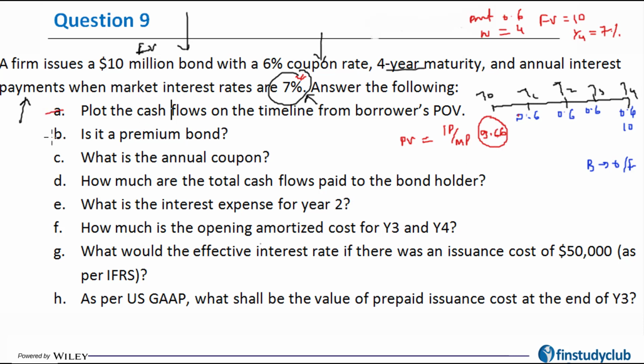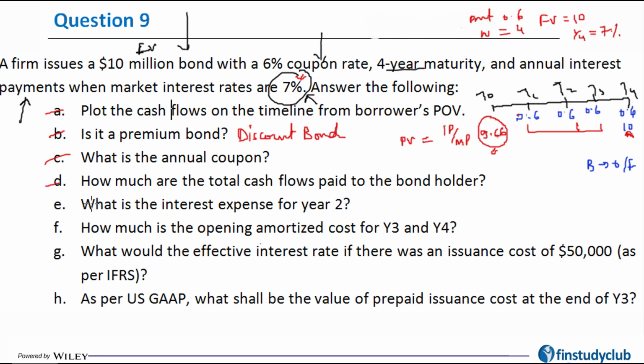The second point is: is it a premium bond? Well, the market rate is more and the coupon is less, therefore it becomes a discount bond. You can also evaluate this from the fact that the issue price is lower than the par value, the redemption value, therefore there is a discount being offered, hence it becomes a discount bond. Third is, what is the annual coupon? The annual coupon is 0.6.